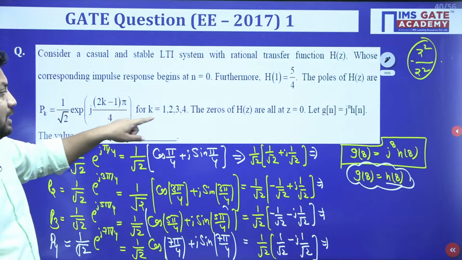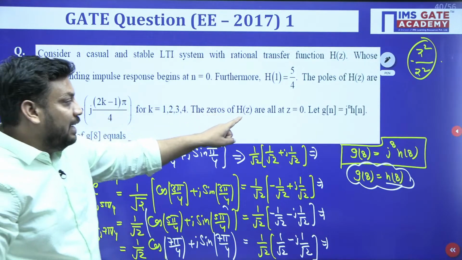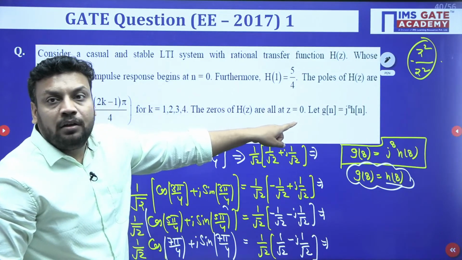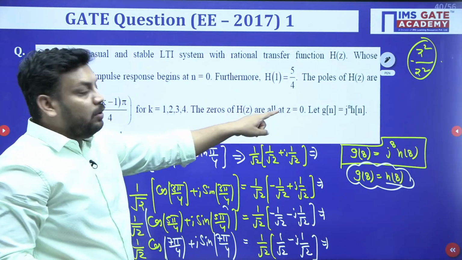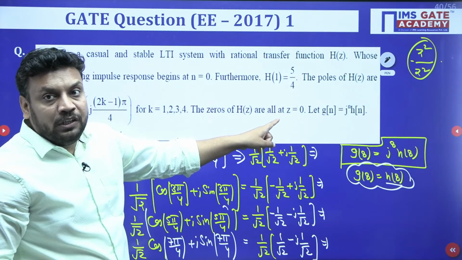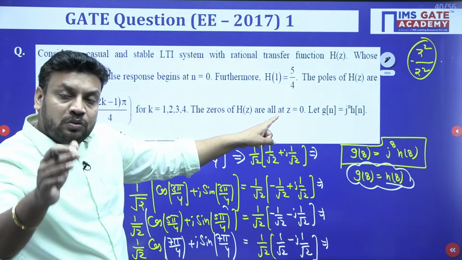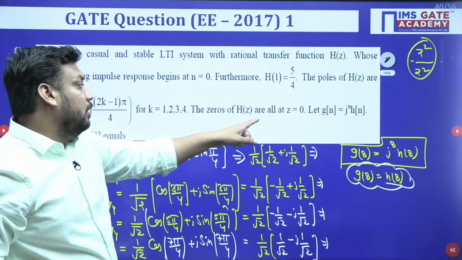Now in the next sentence, the zeros of H(z) are all at the origin. The number of zeros is not given; the number of zeros is also hidden in the concept. You have to identify it.